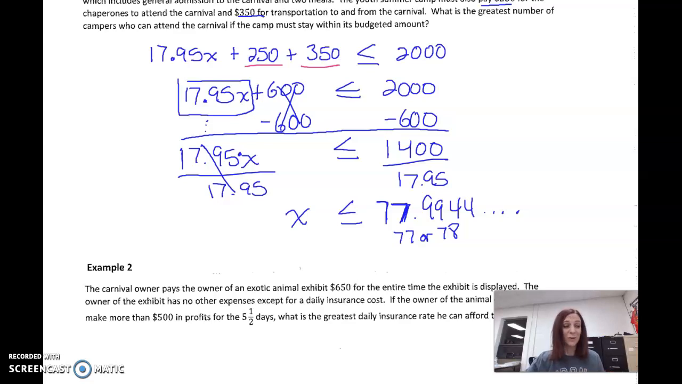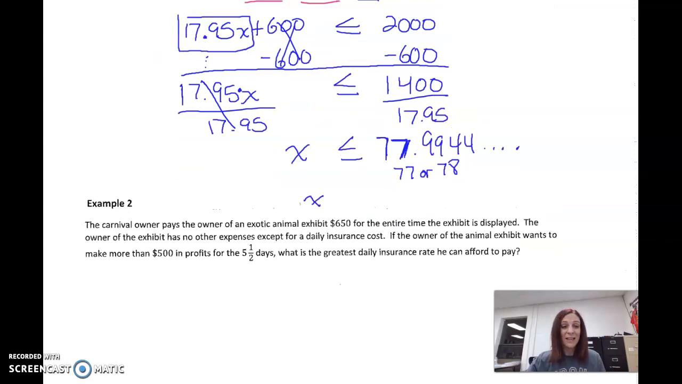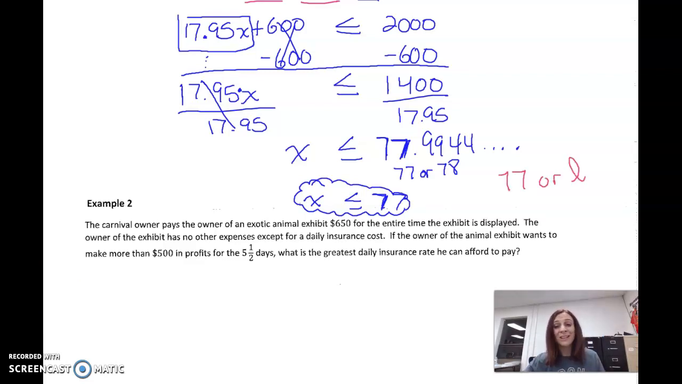Remember I said we can't go over 2,000. So our answer is x is less than or equal to 77. Don't just put 77. It's not 77. It's any numbers less than or equal to 77. So your answer needs to start including this whole thing. And in fact, it's always good to write it out. We can invite 77 or less campers.